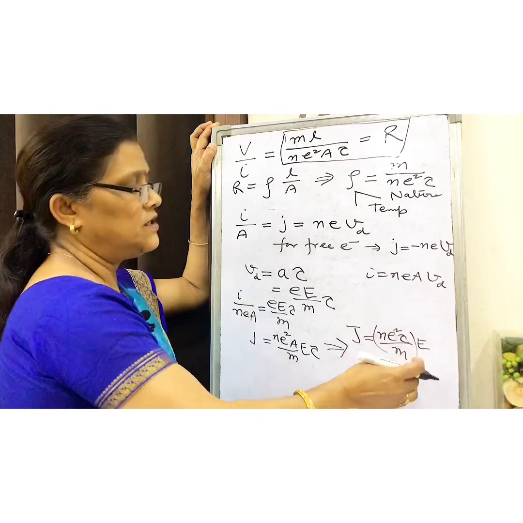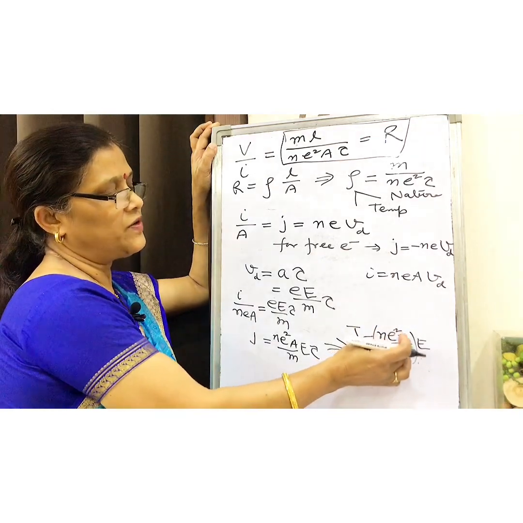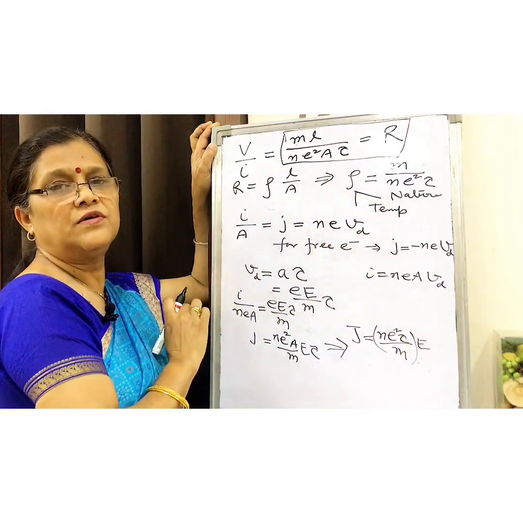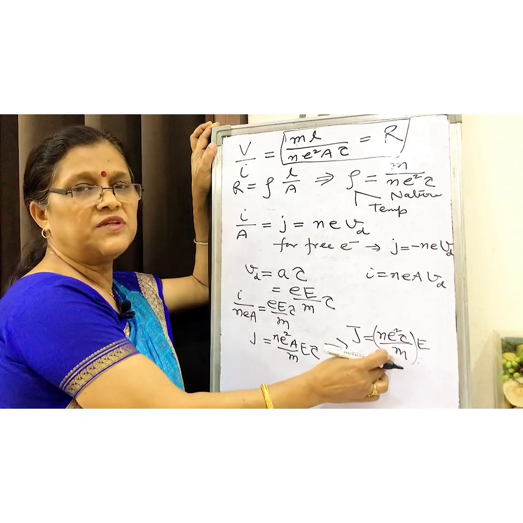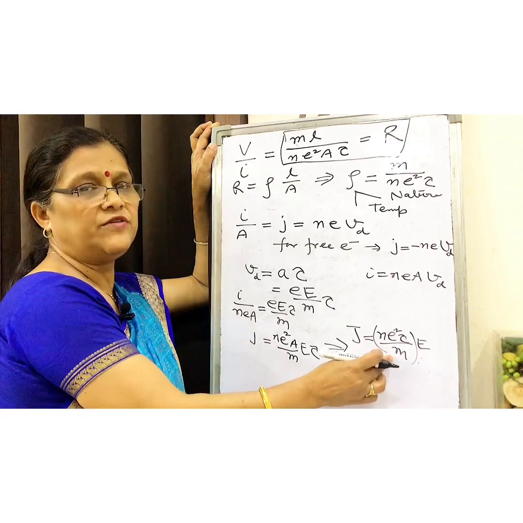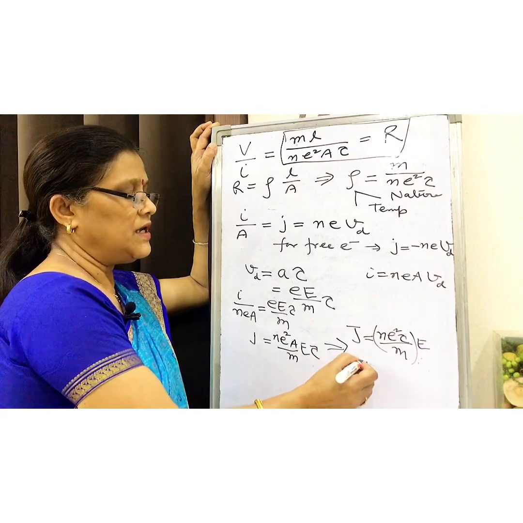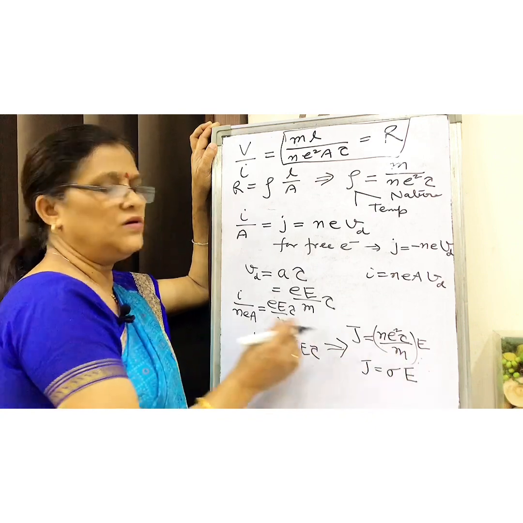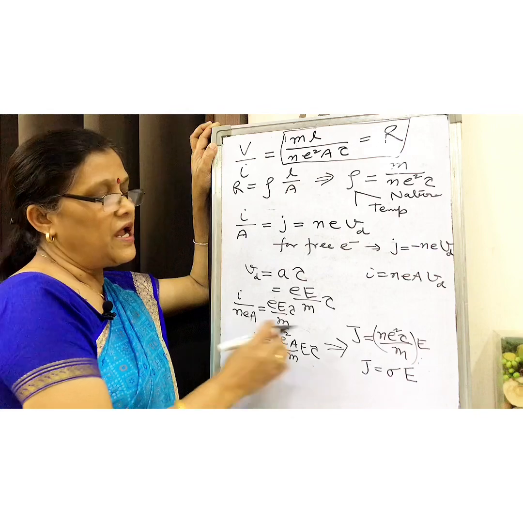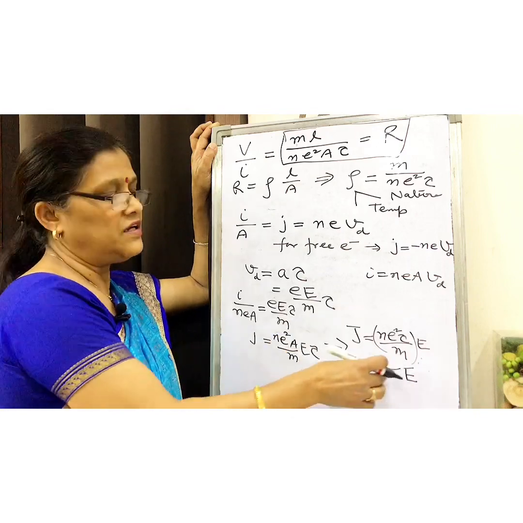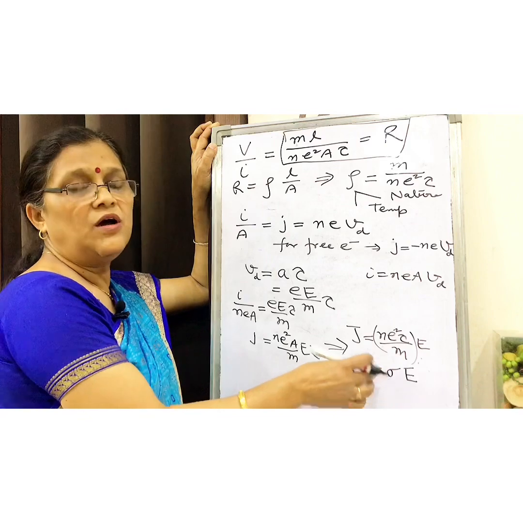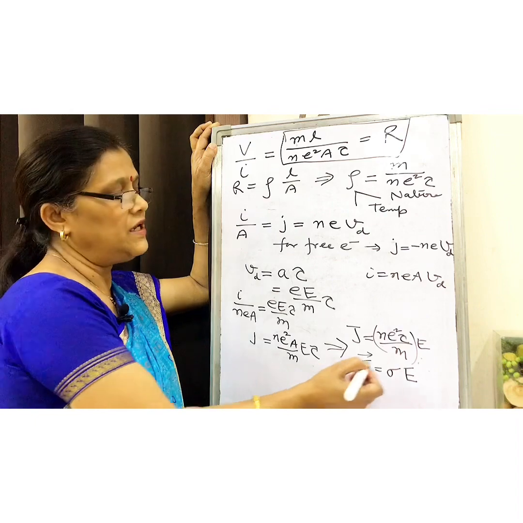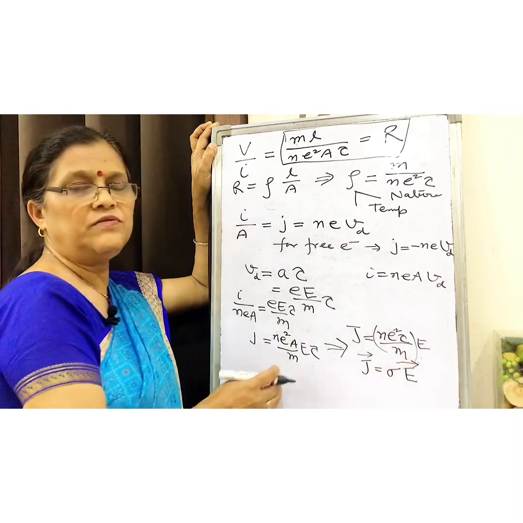Look, this quantity, n e square tau upon m written in bracket, is just the reverse of resistivity. What is the name of this? Reverse of resistivity is conductivity. So you can write that J equals sigma, that is conductivity, into electric field. And this is the relation which shows the vector form of Ohm's law, because this J is a vector, current density, and electric field is also a vector.